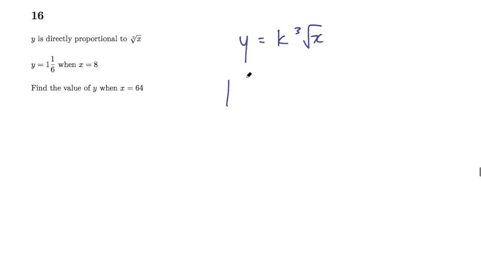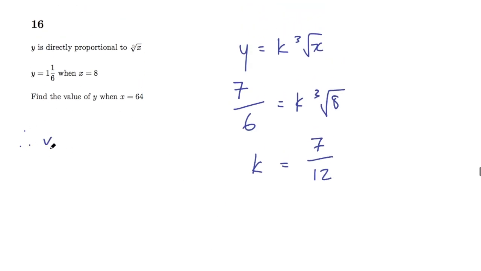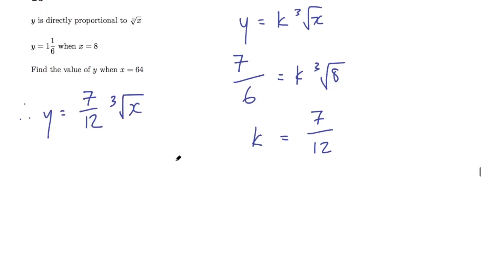So when y is 1 and 1/6, actually I'm going to change that because I find it easier to work with improper fractions. When y is 7/6, x is 8. And the cube root of 8 is 2. So k is going to be 7/6 divided by 2, which is going to be 7/12. So therefore, y equals 7/12, substituting k back into this equation, cube root of x.